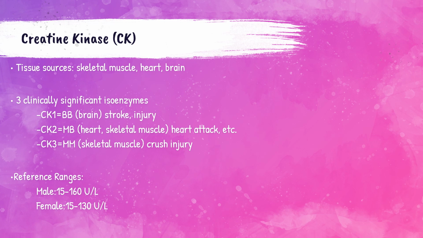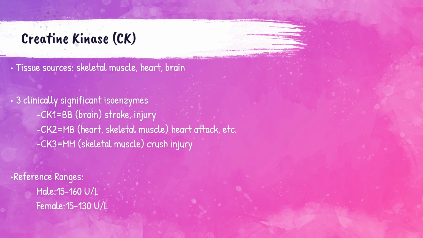So for a more specific indicator, total CK is often divided into separate, more specific tests of the CK isoenzymes. There are 3 clinically significant CK isoenzymes, and these are CK1, which is also called CKBB, CK2, which is also called CKMB, and CK3, which is also called CKMM. CKBB is found primarily in the brain tissue.